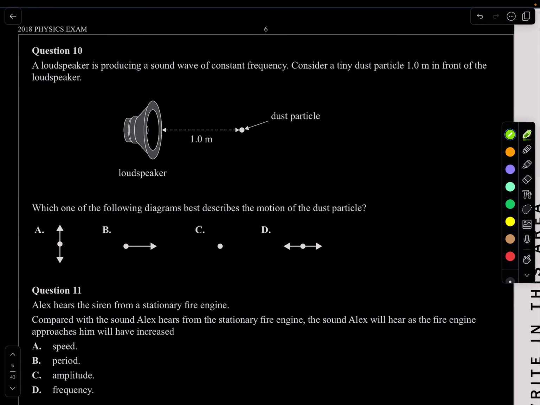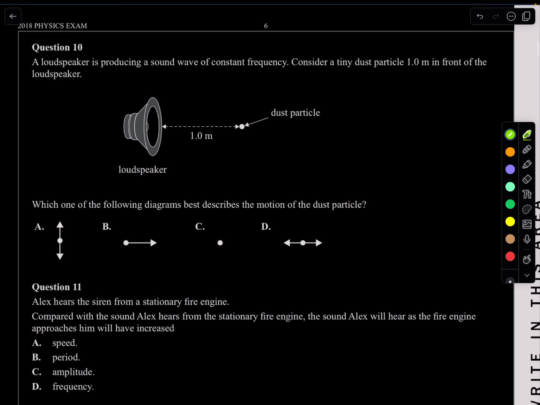Question 10. A loudspeaker is producing a sound wave of constant frequency. Consider a tiny dust particle 1 meter in front of this loudspeaker. Which of the following diagrams best describes the motion of the dust particle? We know loudspeakers create sound waves, and sound waves are longitudinal waves, so they move right and left. They just go right and left.